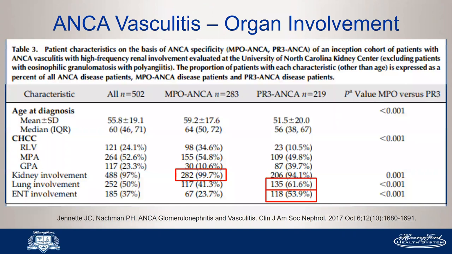So when you look at the organ involvement in ANCA vasculitis, this study is from Jennette et al. from 2017. What they looked at is the patient characteristics on the basis of the ANCA specificity. Patients with PR3 ANCA positivity, about 61% of them had lung involvement, and about half of them had ENT involvement. When you look at the MPO ANCA positivity, almost 100% of them had renal involvement. So that's why we see a lot more renal involvement in MPO ANCA-mediated vasculitis. And then you see a lot more upper airway ENT involvement with the PR3 ANCA vasculitis.